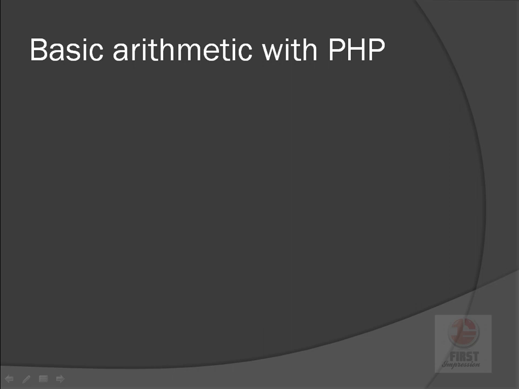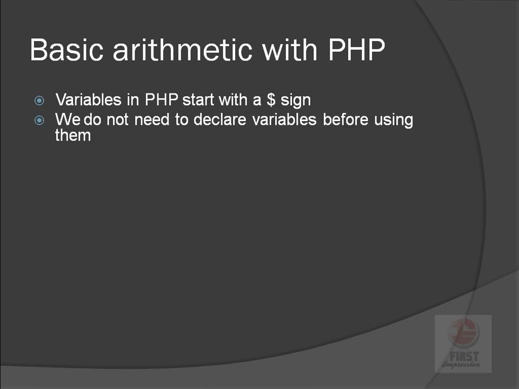Now let's see how to perform basic arithmetic operations with PHP. Variables in PHP start with a dollar sign. Whatever variable you want to declare, you have to declare it with the help of a dollar sign. And you do not have to initialize or declare any variable before using it. That means if you want to use a variable, say $a, then you don't have to declare $a, $b, etc. You just have to use it directly. PHP will take care of all the initializations and everything of the variable. You just have to use it.